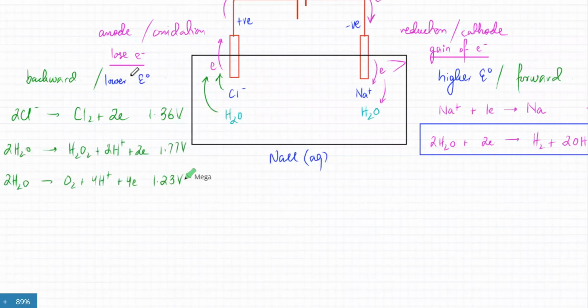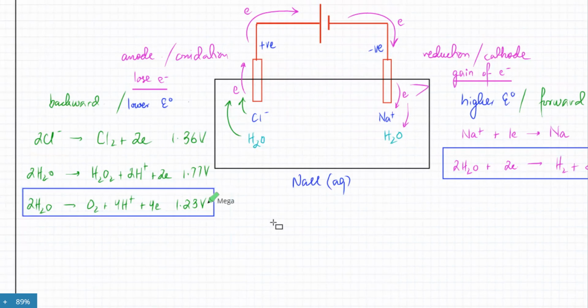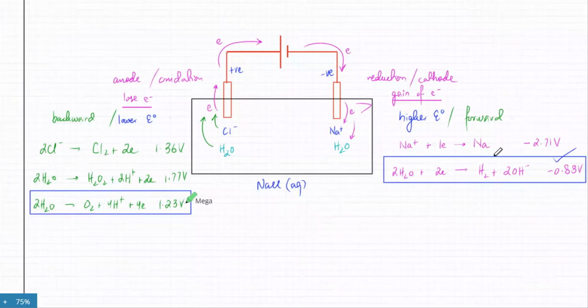So who loses electrons? You've got two options, and they're trying to lose electrons. The one that loses electrons is the one that has the lowest potential. The lowest potential is this one, so this is the correct equation. Out of both of them, it's water that really likes to lose electrons. So in this electrolysis, this is the reaction that you're going to get at the anode, and this is the reaction that you're going to get at the cathode.